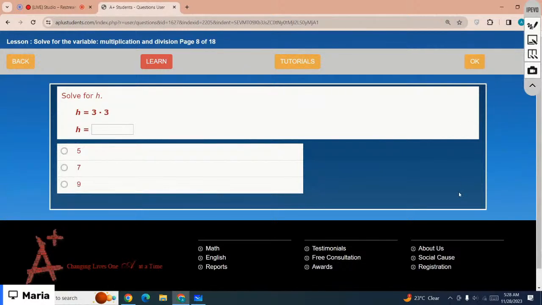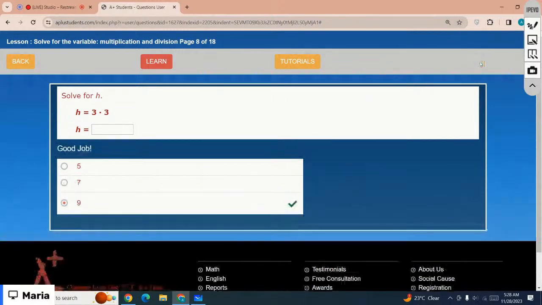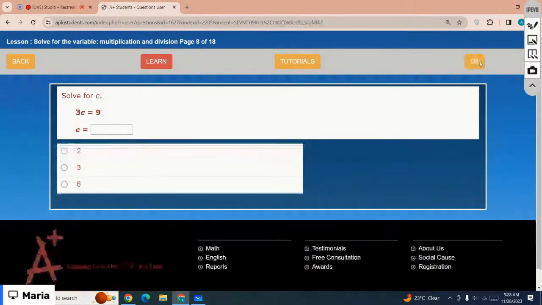The correct option is 9. 3 times 3 equals 9. Option number 3 is the correct option. Okay, 3c equals 9, which is the correct option.